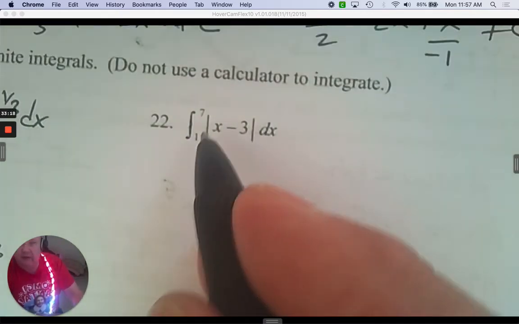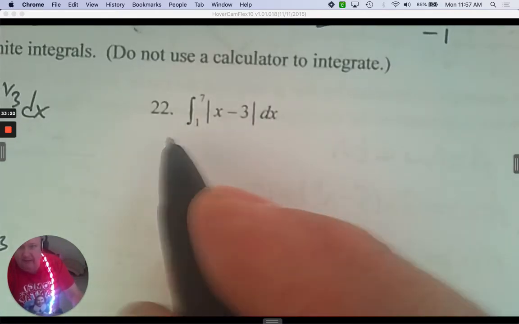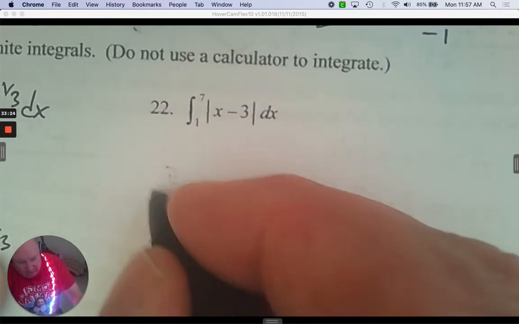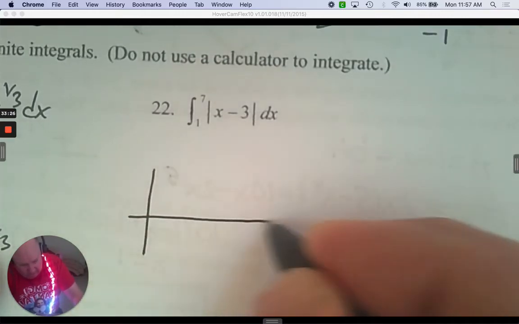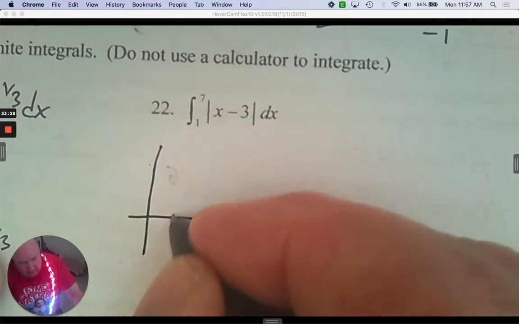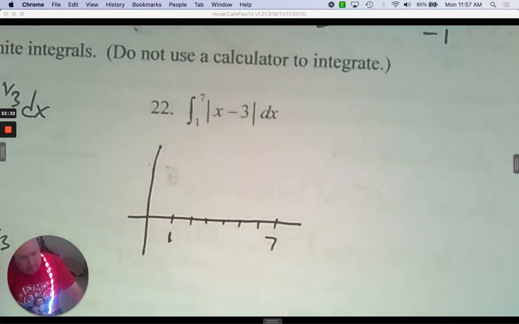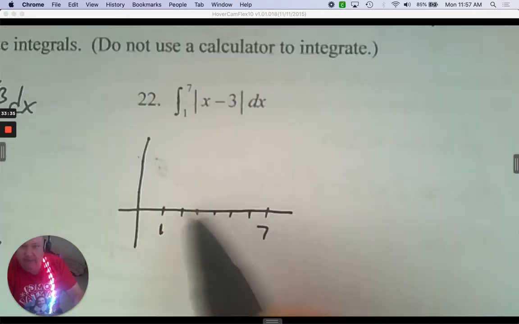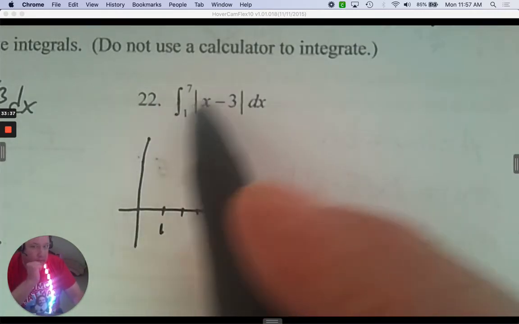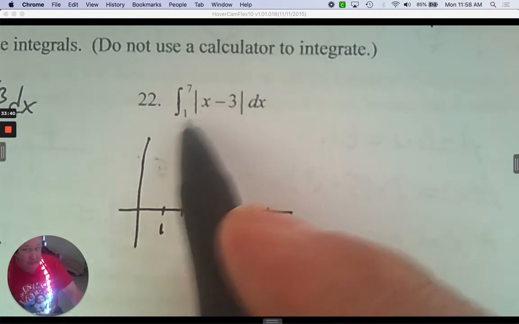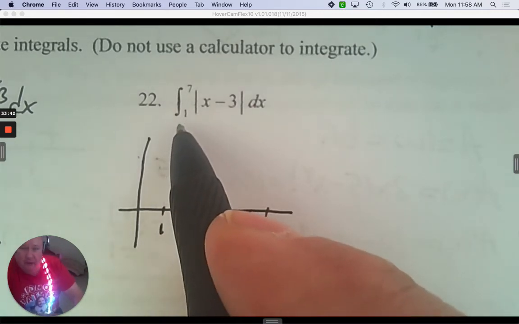For number 22, when I have absolute value, I need to graph this. So to understand this as a graph, I'm only going to graph it from 1 to 7. I'm going to find the area under the curve to do the definite integral. So that's the second way to do it. One way is the antiderivative. Second way is by the graph.